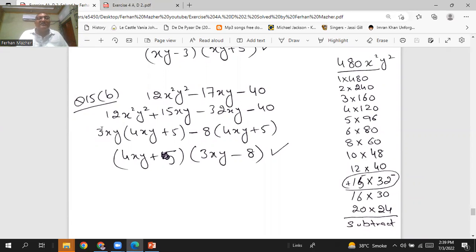From the first two terms, you can take 3xy common. So divide 12x squared y squared with the 3xy, you get 4xy. Divide 15xy with the 3xy, you get 5. From the last two terms, minus 8 is common. So divide 32xy with minus 8, you get 4xy. Divide minus 40 with minus 8, you get plus 5 and bracket close. From this term and this term, you can see that the bracket 4xy plus 5 is common. So take that bracket common. You are left with the 3xy from here and minus 8 from here. They will come in the second bracket. So this is how you will do the factorization of question number 15, B part.